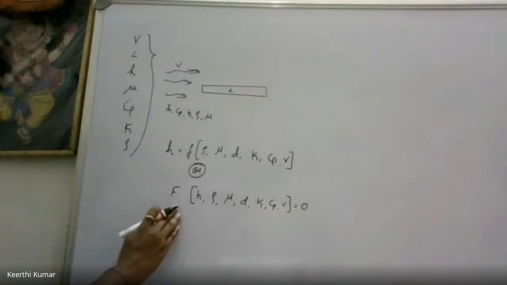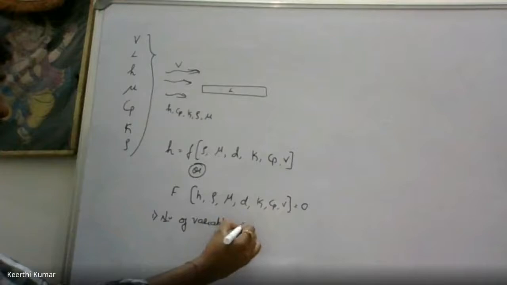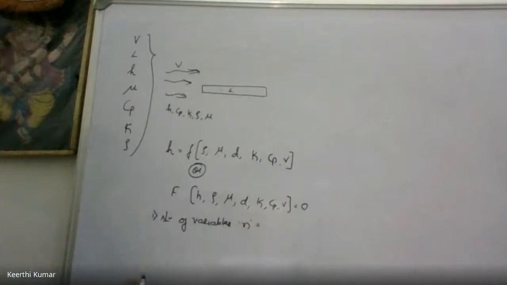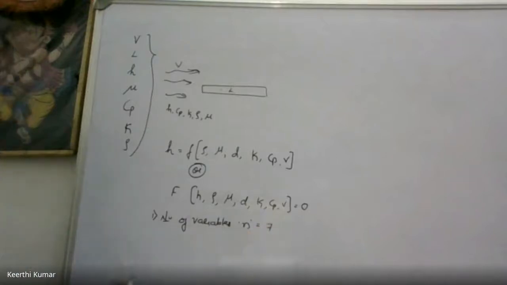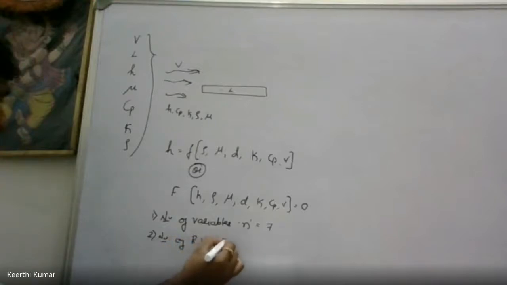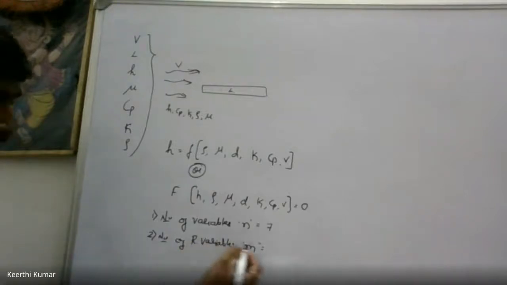So can you tell how many variables are there? The first step in the problem: number of variables, I'll denote it as n. How many variables are there here? 1, 2, 3, 4, 5, 6, 7. There are 7 variables. Second, number of repeating variables, that is denoted by m. How many repeating variables will there usually be? We will take 3.